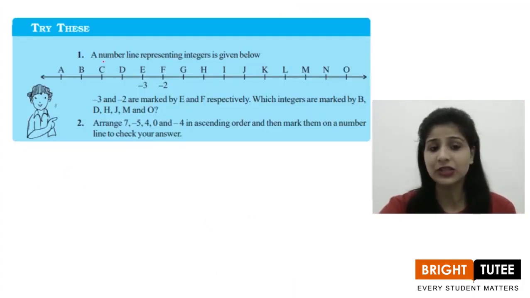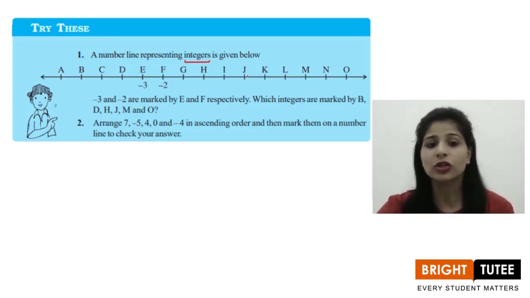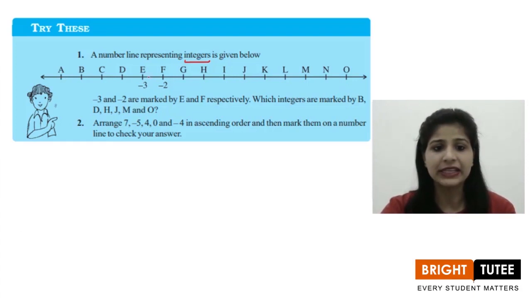Here they're asking you that a number line representing integers is given below. As we can see, there is a number line given to us and the markers are named as A, B, C, D up to O. Now, two of them are already given. E is marked as minus 3 and F is marked as minus 2. As you can see, it is written here. E and F are marked as minus 3 and minus 2 respectively.